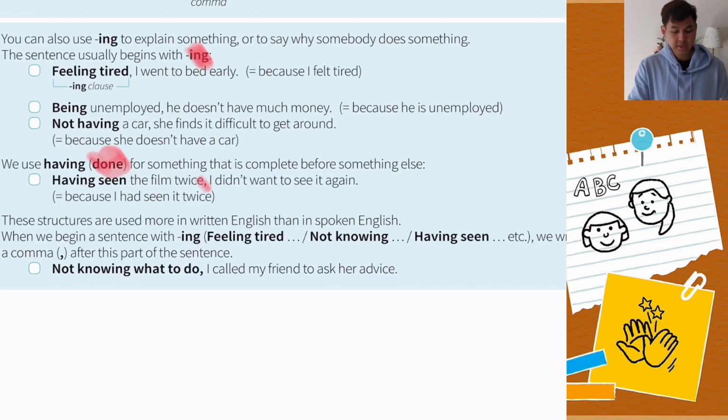And then these structures are used more in written English than in spoken English. And when we begin a sentence with ing, like feeling tired, not knowing, having seen, etc., we need to write a comma as well after this part of the sentence, as we already saw before. Not knowing what to do, comma, I called my friend to ask for advice. Because I didn't know what to do, that's why I called my friend to ask for her advice.